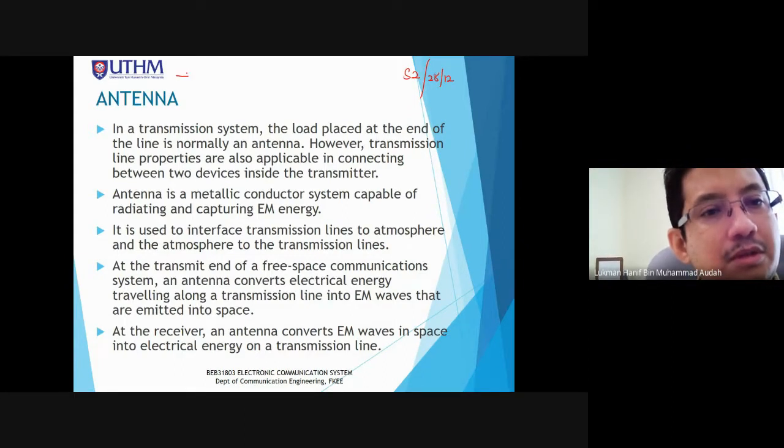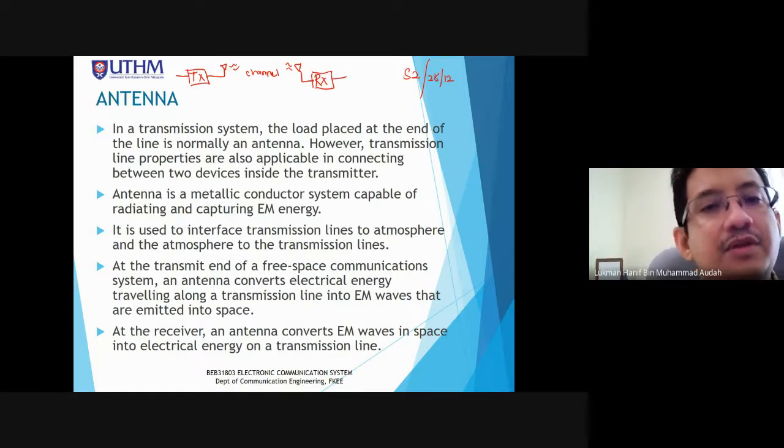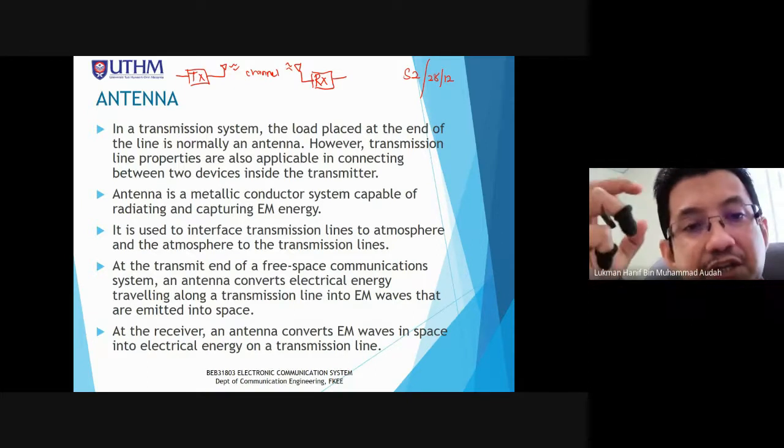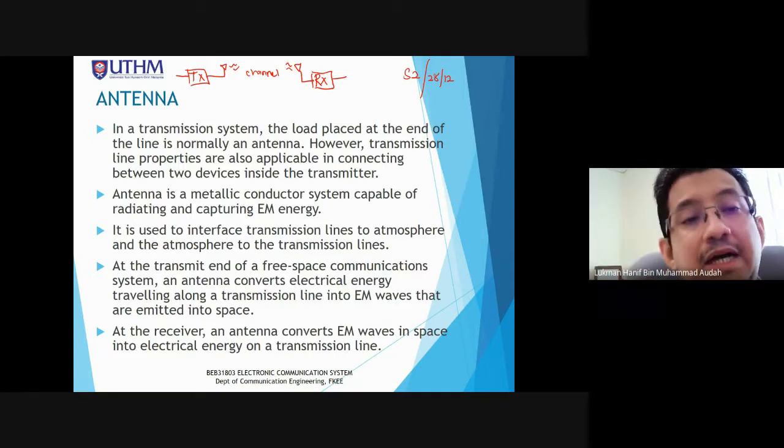So again, saya akan lukis my favorite picture, this one. Okay, this is the channel. This is the antenna. Okay, transmitter and receiver. Okay, so previously we have learned about the transmission line. So transmission line is the medium. Okay, kita belajar tentang medium penghantaran.